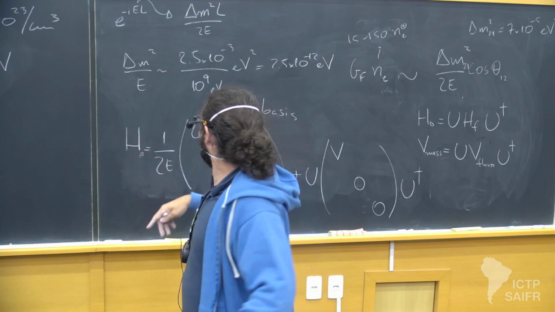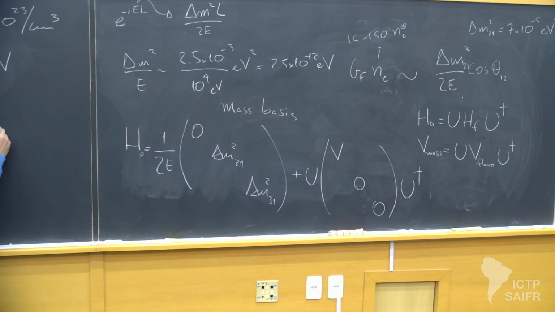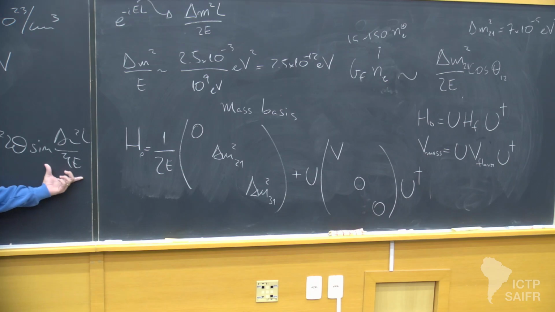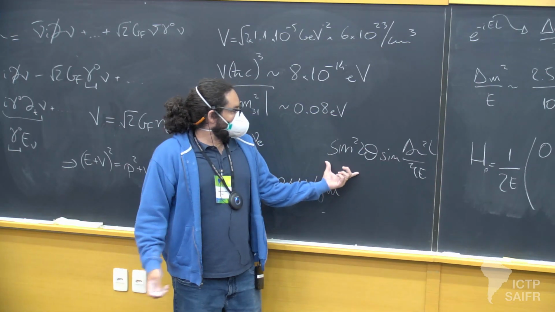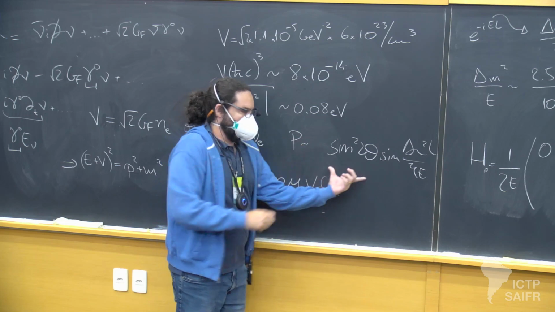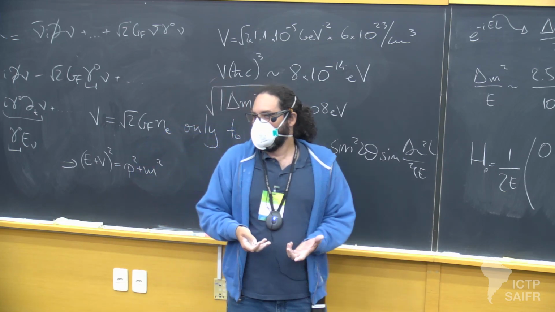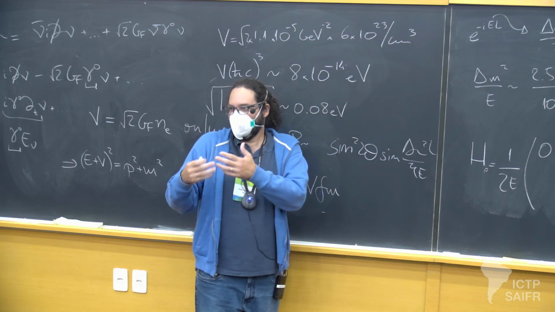So if you just take sine square 2 theta, sine square delta M square L, whatever, if this oscillates very fast, this goes to half. It averages to half. So you see a probability that's like half of an amplitude. Can you tell that this is really oscillation? I mean, at least it's a bit of grammar, right?